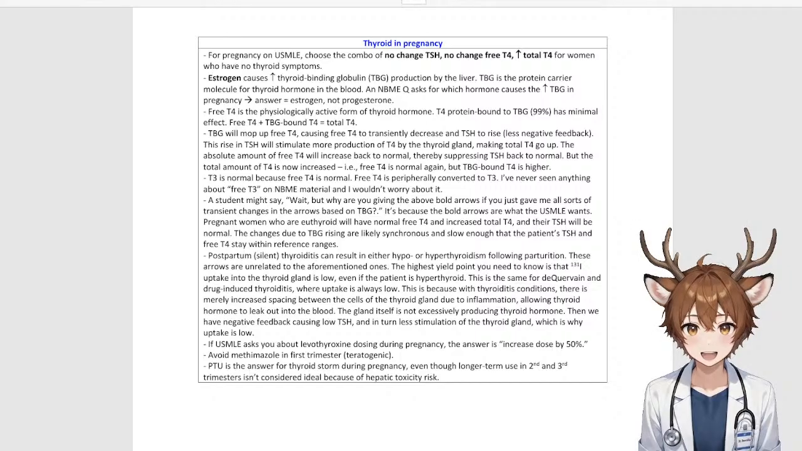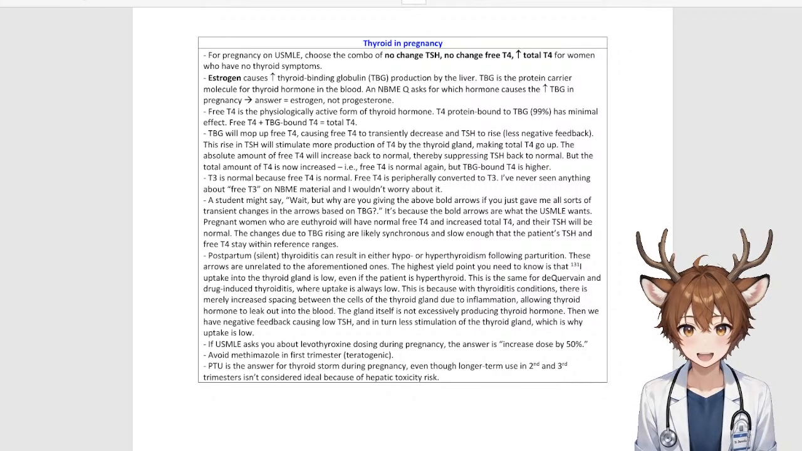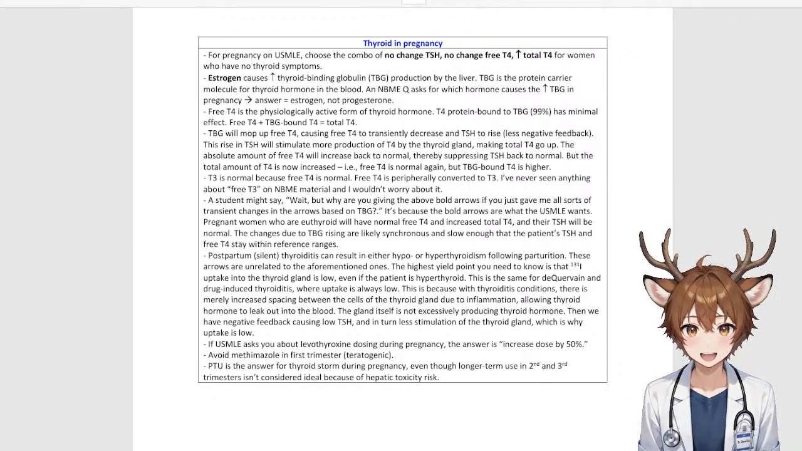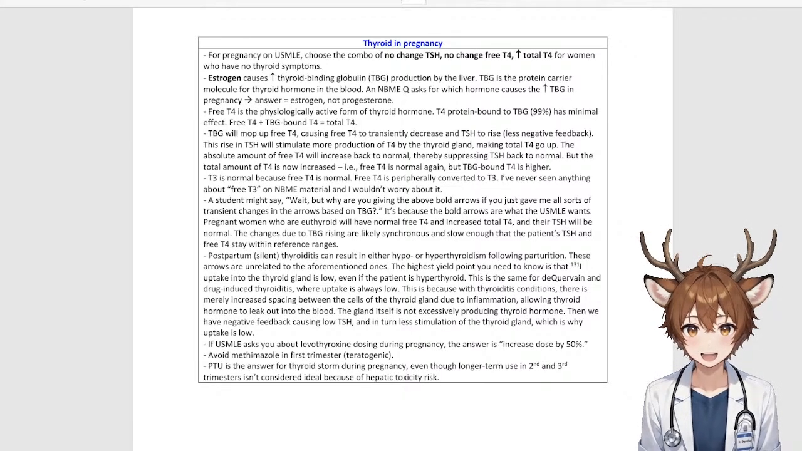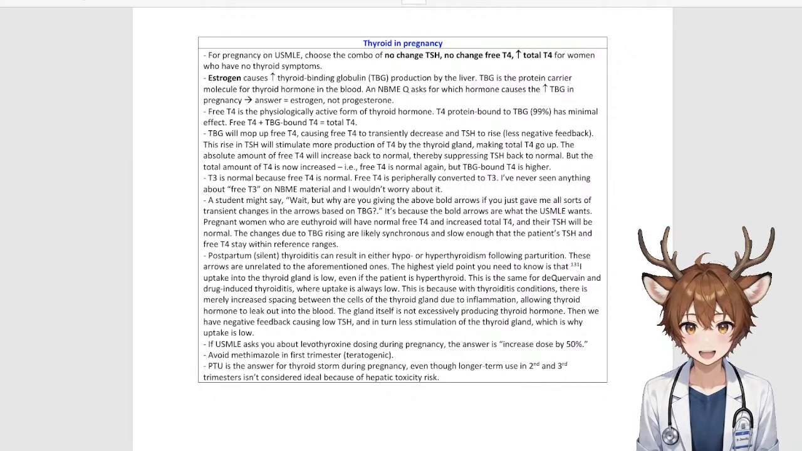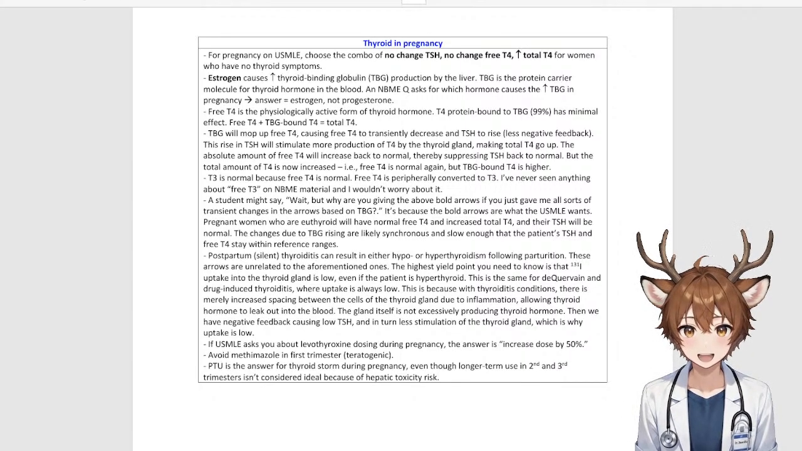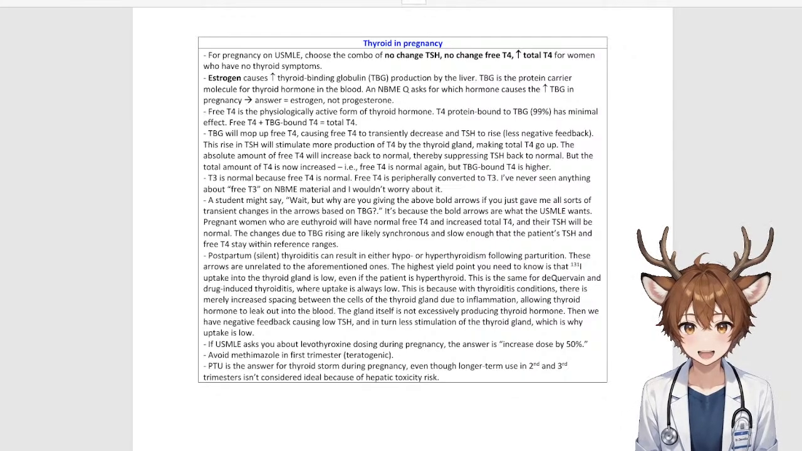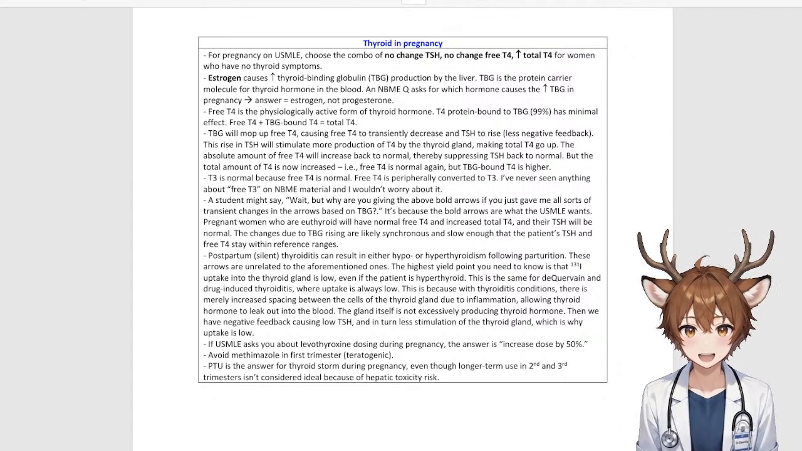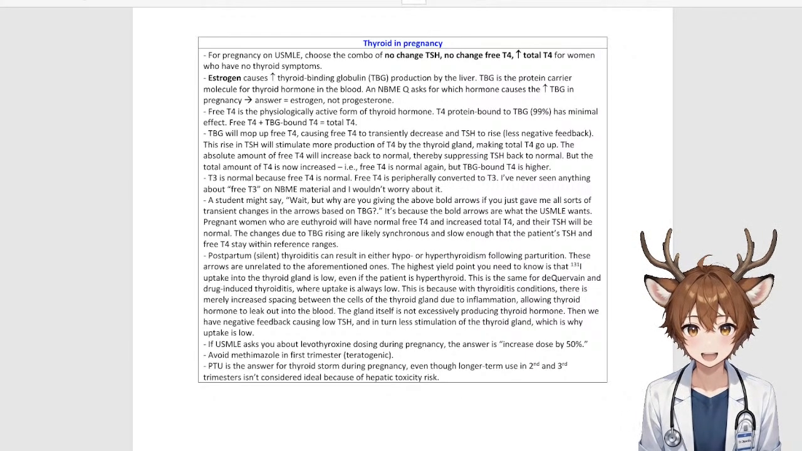Postpartum silent thyroiditis can result in either hypo or hyperthyroidism following parturition. These arrows are unrelated to the aforementioned ones. The highest yield point you need to know is that 131 iodine uptake into the thyroid is low, even if the patient is hyperthyroid. This is the same for De Quervain and drug-induced thyroiditis, where the uptake is always low.